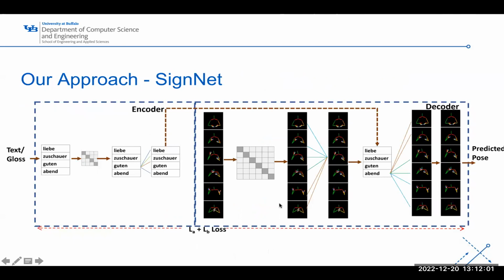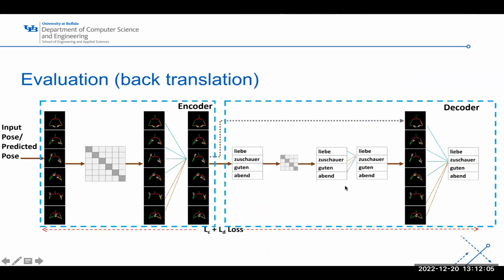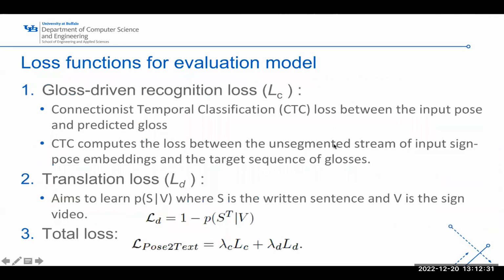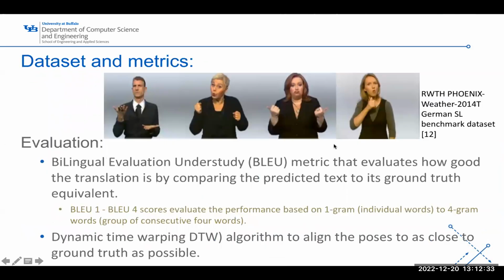Again, this is the model we just went through, and I wanted us to see this in comparison with the back translation. For evaluation, we do a back translation where we have a symmetrical model, but instead, pose is the input and it's decoded into text. We take the predicted pose from the previous model, run it through this model, encoder, decoder, decode into text, and then run our metrics on the translated text. These are the losses for the evaluation model.